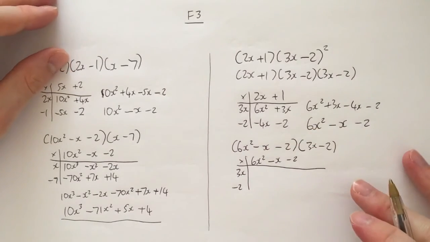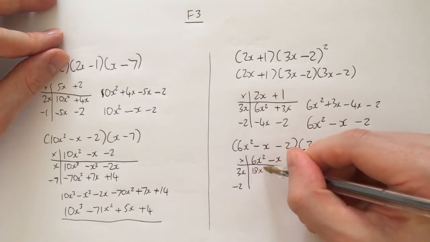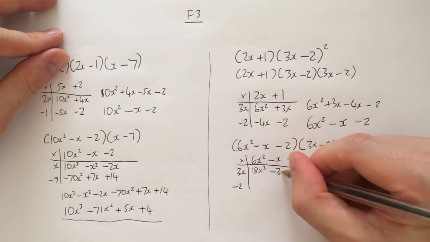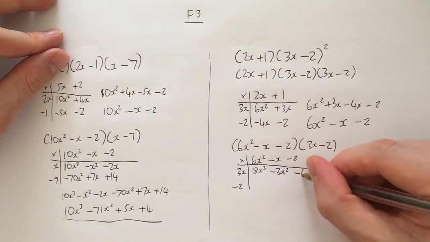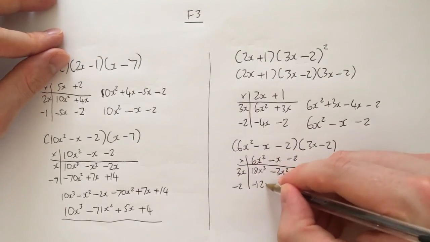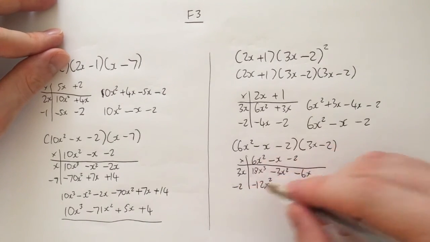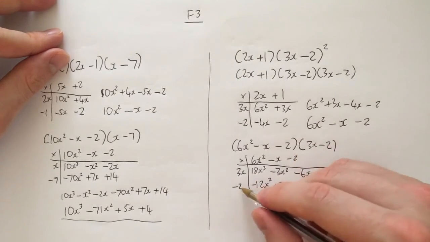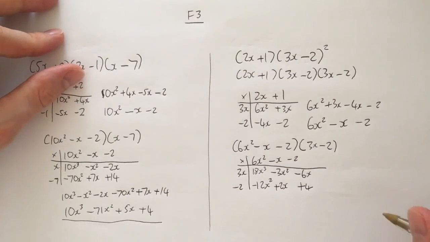Multiply them. 6x squared times 3x is 18x cubed. Negative x times 3x is negative 3x squared. Negative 2 times 3x is negative 6x. 6x squared times negative 2 is negative 12x squared. Negative x times negative 2 is positive 2x. Negative 2 times negative 2 is positive 4. So there's a lot of places you could go wrong here if you're not careful.